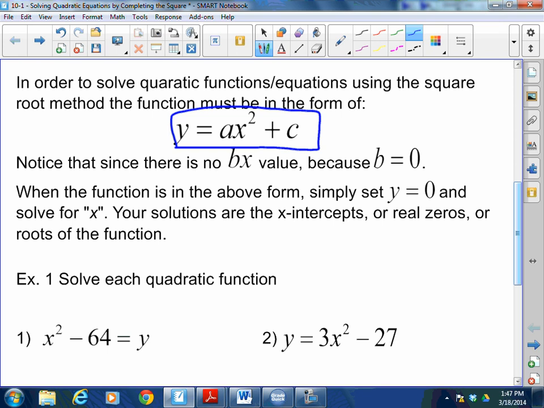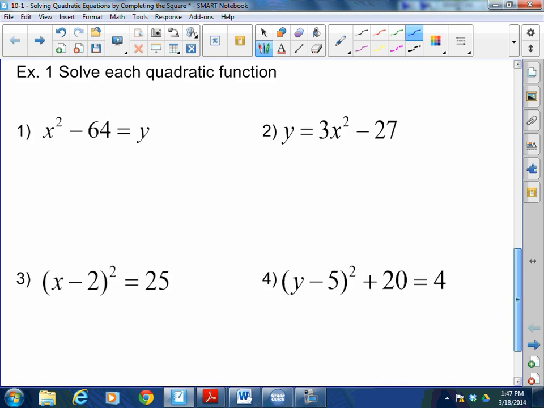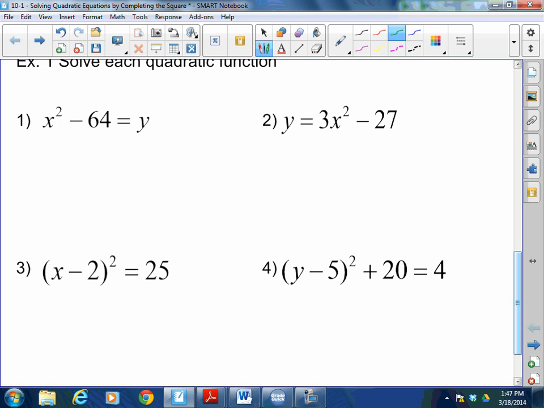When the function is in the above form, simply set y equal to 0, because we're finding the x-intercepts, and solve for x. Your solutions are the x-intercepts, the real zeros. They could be complex as well, so I should have just put zeros, or the roots of the function. So let's do this. We're setting y equal to 0 because I want to find my x-intercept. I have a squared x, I have a constant, I've got no bx value.